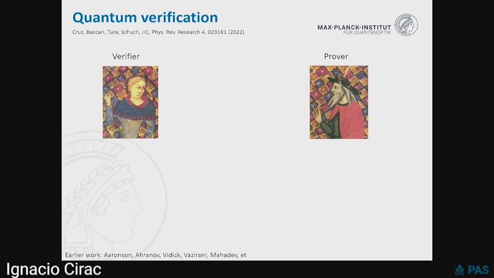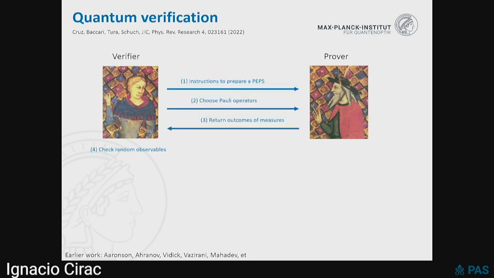So the proposal that we had is the following. Arthur gives a set of instructions to the prover on how to prepare certain quantum states. This quantum state is going to be a tensor network state, a so-called PEPS. After the prover has prepared, or supposedly prepared, that state, Arthur is going to ask to measure the qubits in different bases: measure the first in sigma x, the second in sigma y, the third in sigma x, sigma y, sigma z, and give me the results. Then repeat it again, now measure that.